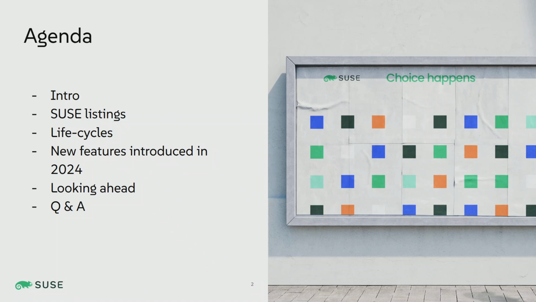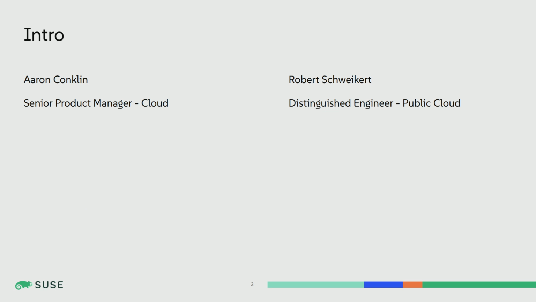And let's see, this works too. So today we're going to have a very short intro, Ron and I, and then we'll talk about the SUSE listings that we have in the public cloud. We'll go through the life cycles of our images just to get everybody level set. We'll do a quick recap of what we introduced last year, basically since SUSECon 2024 to this year. And then we'll take a look ahead, hence the roadmap title of this presentation. And then at the end, we'll have time for question and answers if you have any of those. All right. With this, let's get started.